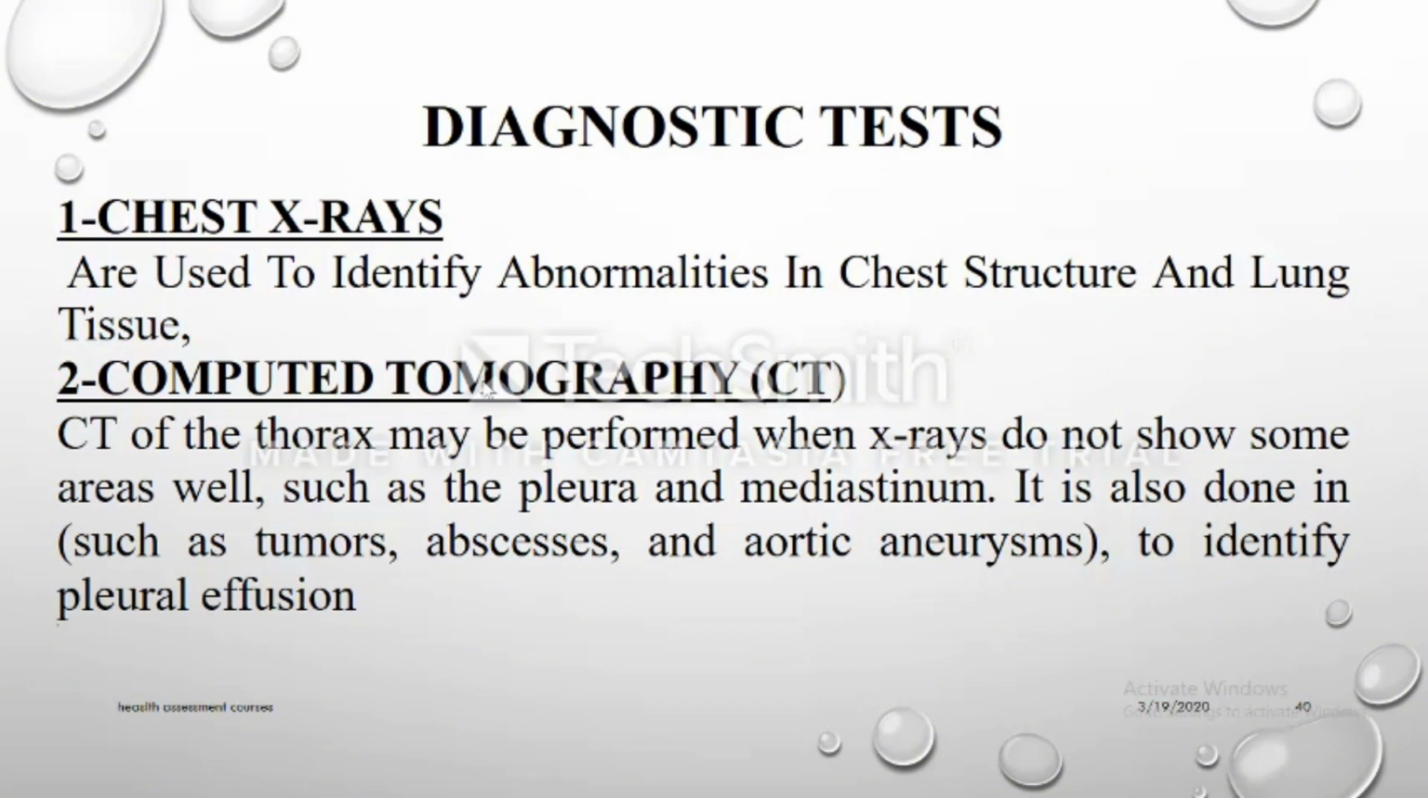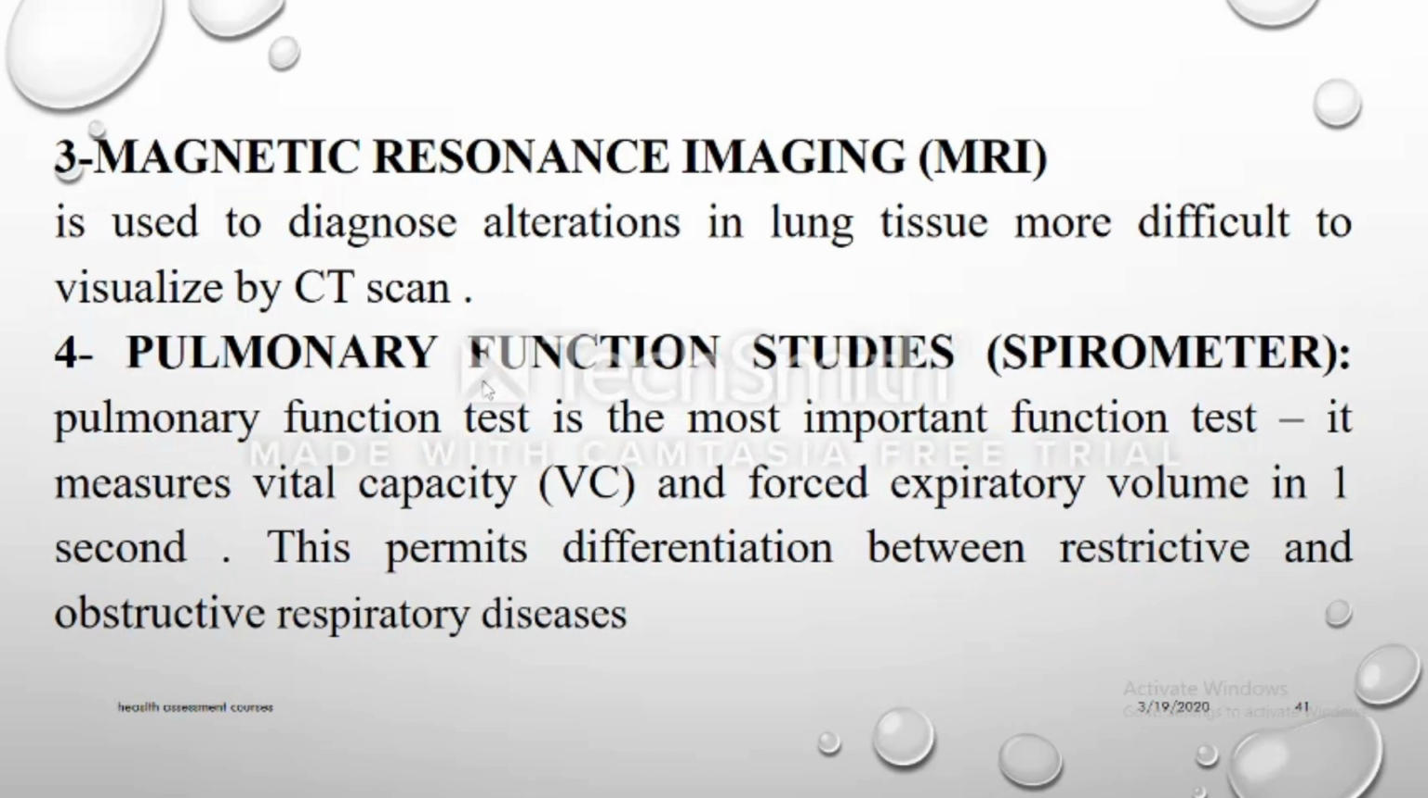الdiagnostic test هنا بقى بنعمل chest X-ray ونعمل computed tomography، CT scan، عشان to assess الtumors، الabscess، الaortic aneurysm، to identify pleural effusion also. Magnetic resonance imaging also to identify alteration in lung tissue, with pulmonary function test by to assess vital capacity and forced expiratory volume in 1 second.